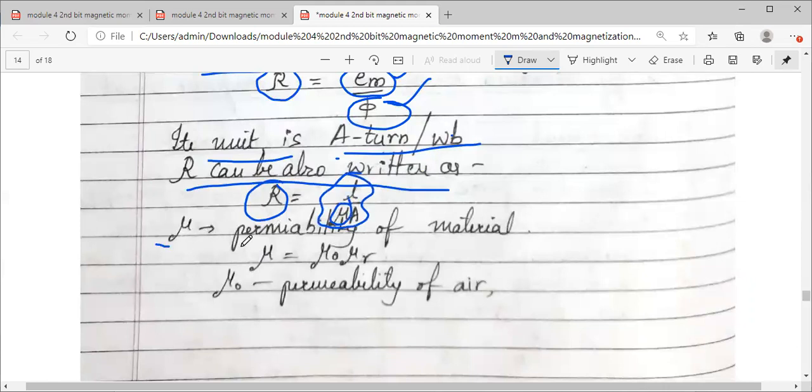So what is mu? Mu is the permeability of the material. You know what is permeability, what is magnetization, what is magnetic moment. We have already studied these basic things in the previous sessions, in the theory classes. So reluctance is inversely related to the permeability. The more the material permits the flow, that is, the more permissible it is for the material to get magnetized, obviously the opposition will be less. So R and permeability are inversely related, and permeability mu is mu naught into mu R.